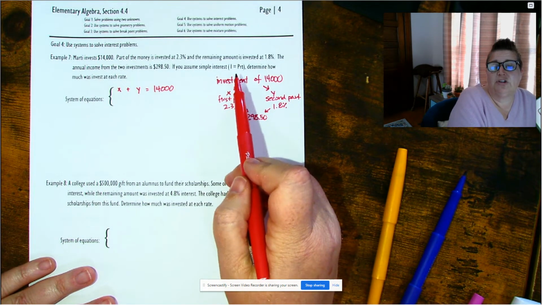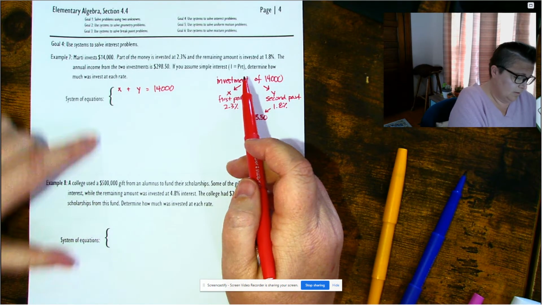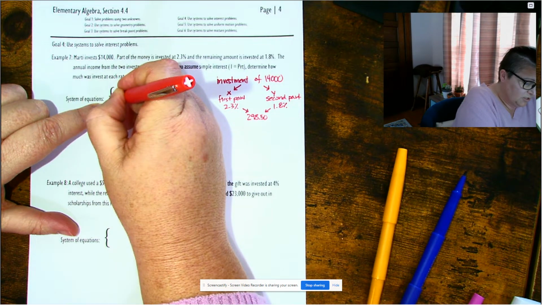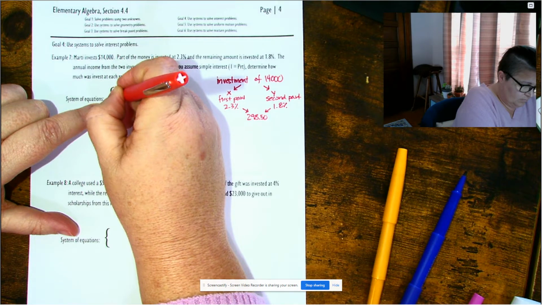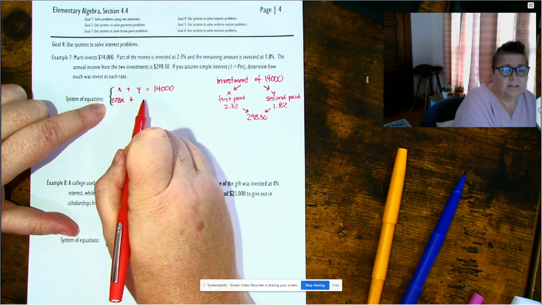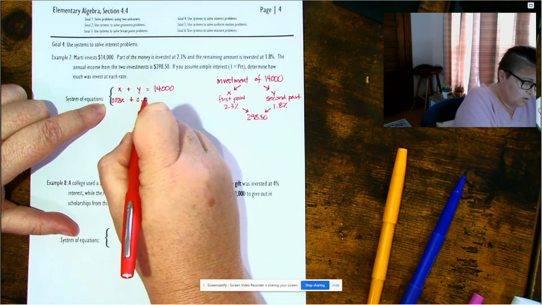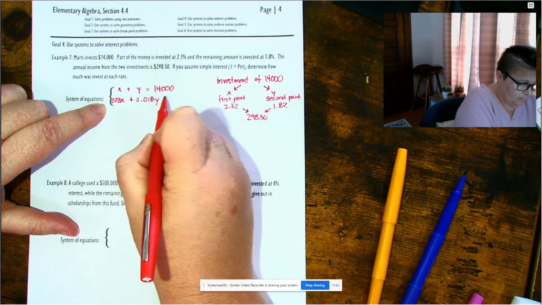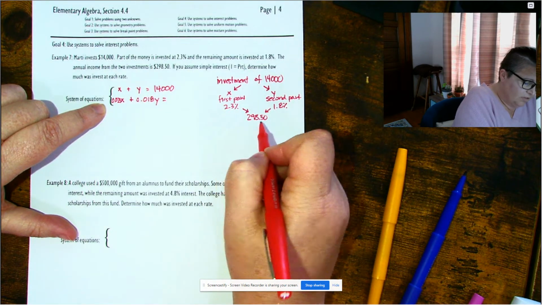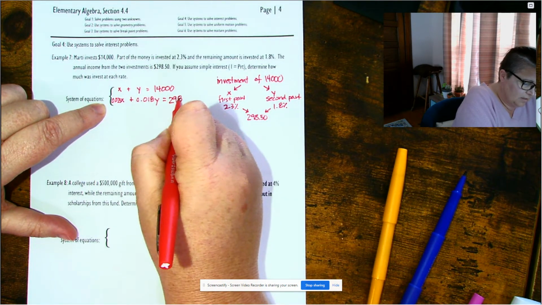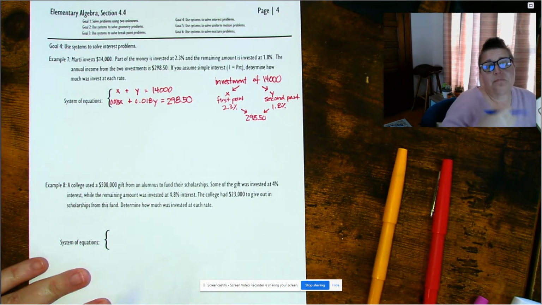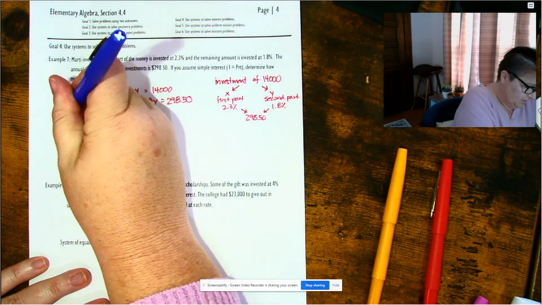The interest is determined by the principal times the rate. I don't know what the principal was in the first part, but I do know it was at 2.3%. I do not know what the amount invested was for the second part, but I do know it was at 1.8%. Principal times rate. Together, I have a total interest of $298.50. This gives me my two equations.